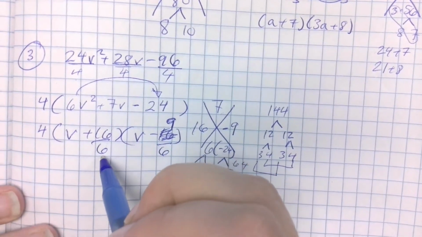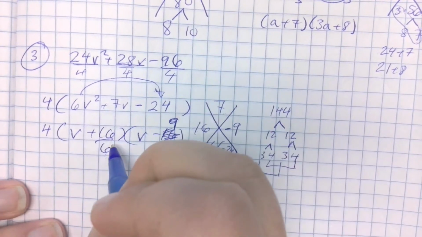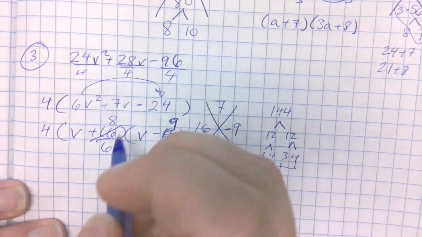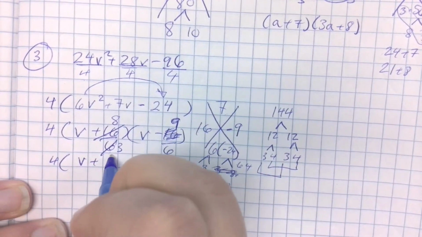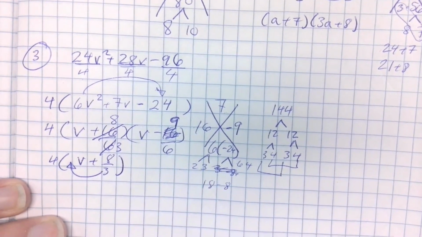Now, if you can, you reduce it. What can I take out of both of those? 2. So what's 16 divided by 2? 8. What's 6 divided by 2? 3. Okay? So I have 8 over 3. That 3 we're going to put in front. Is that okay with you guys?